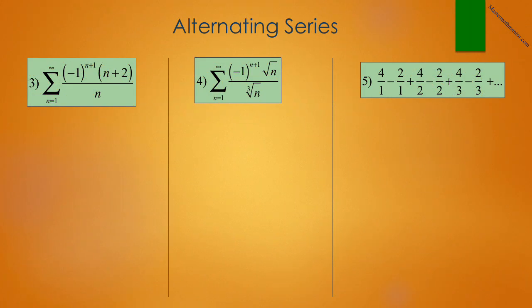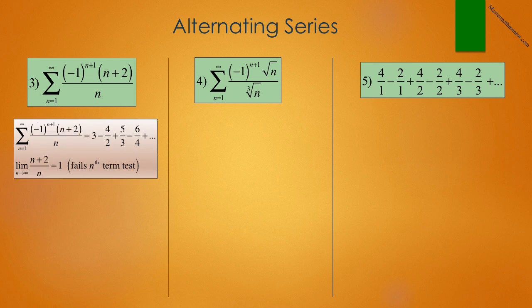In problems 3 through 5, you are given 3 alternating series, and your job is to show that each one is divergent. 3 reads summation n equals 1 to infinity of negative 1 to the n plus 1 times n plus 2 over n. When we write this series out, we get 3 minus 4 over 2 plus 5 over 3 minus 6 over 4 plus dot dot dot.